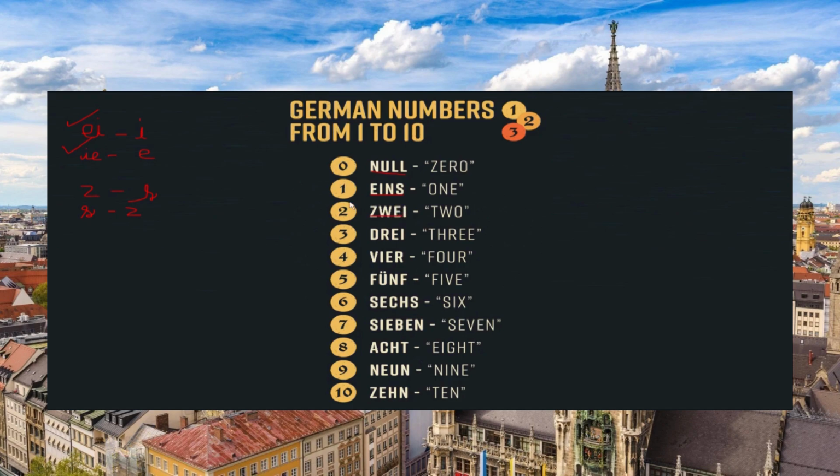See, EI has an I sound and Z has an S sound. Three is drei. Noch einmal, drei. Four is vier. Noch einmal, vier. Five is fünf. Noch einmal, fünf. I want you to repeat after me so that you can learn these quickly. Let's have a quick go through.